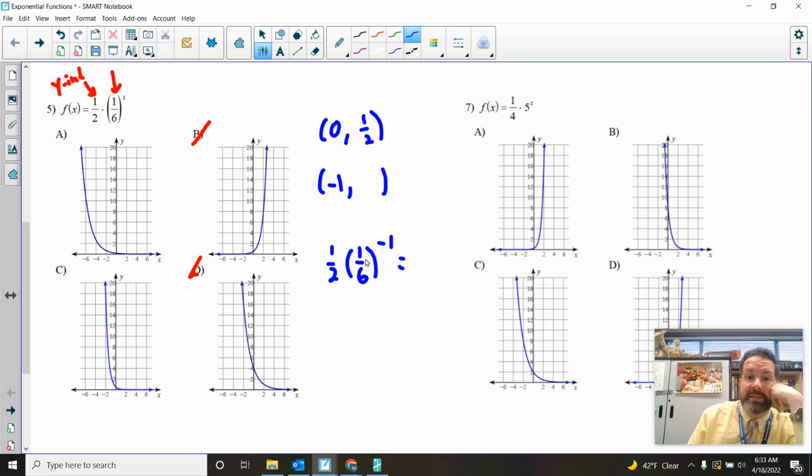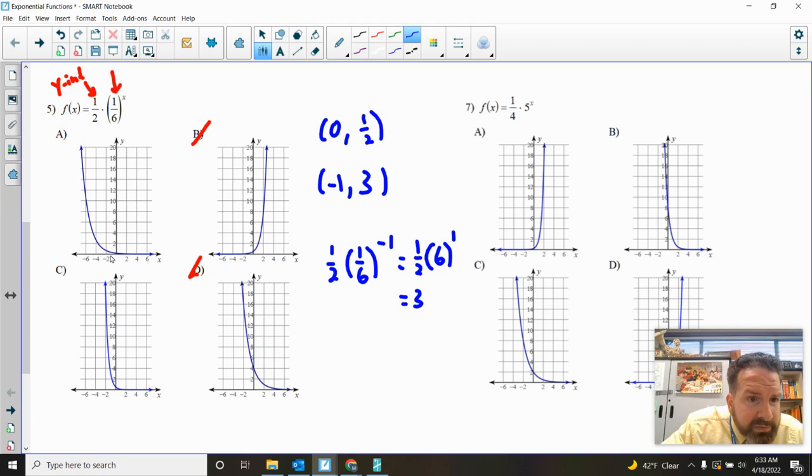So really what I want is 1/6 flipped upside down to 6/1 and then raised to the first power. So I use the negative to flip my fraction, and now we just need to simplify this. Well, 6 to the first is just 6, half of 6 is 3. So I'm looking for the graph that goes through the ordered pair -1, 3.